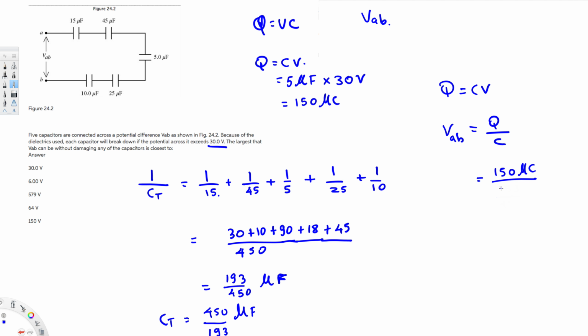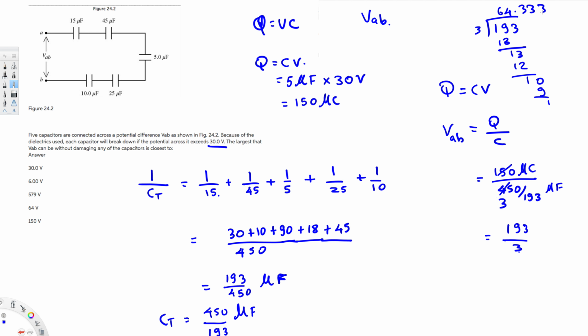So let's take that value: 450 over 193 microfarad. Here 150 and 450 cancel, so this is going to be just 3, and 193 flips around and goes to the top, so this is going to be 193 divided by 3. Let's calculate this one. 193 divided by 3 gives 64.3333, something like that.